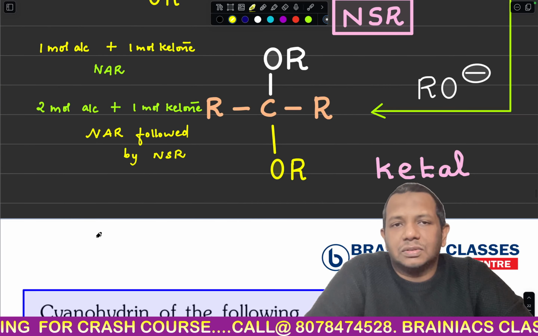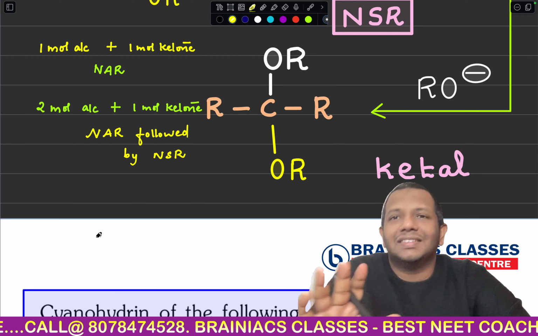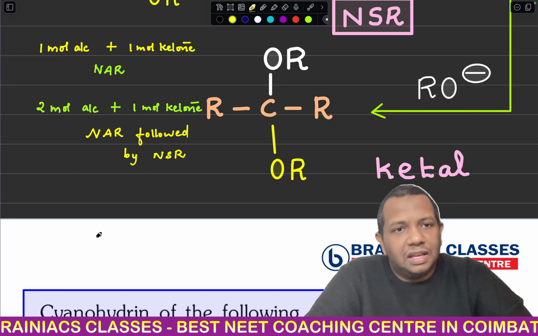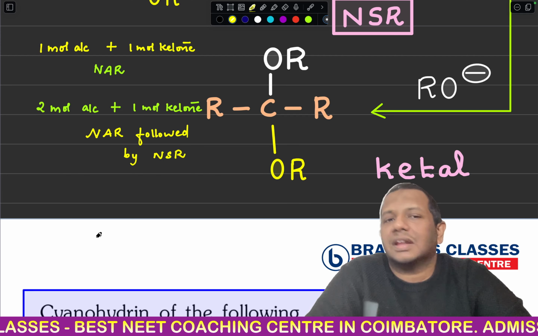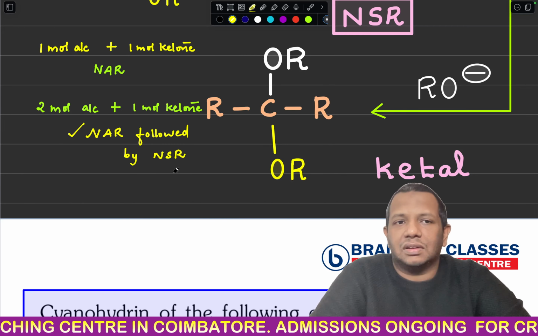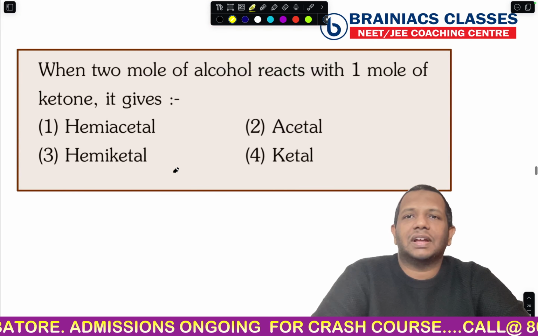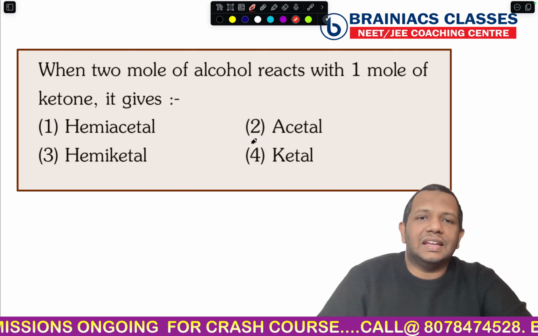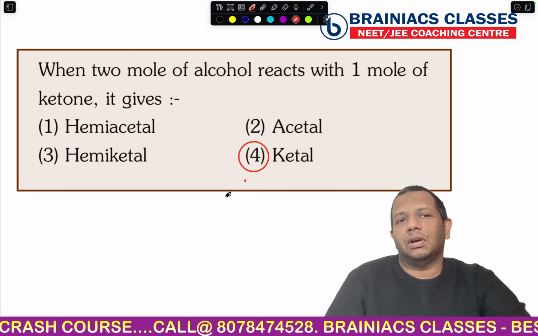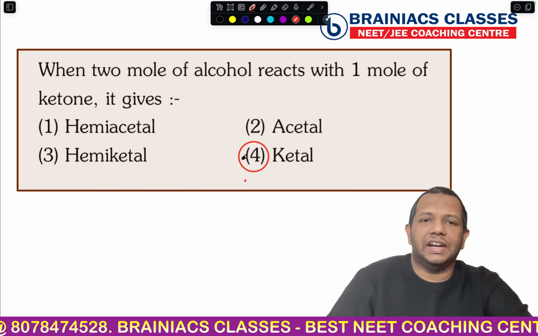So please, they may ask this question: when excess of alcohol is taken and you make it react with aldehyde or ketone, what is the mechanism? NSR followed by NAR, NAR followed by NSR, successive NAR, successive NSR, like that they can ask. So please remember, it is NAR followed by NSR. So tell me, what is the answer here? That is the most interesting part, right? So the answer here is, I will get a ketal. If I have taken an aldehyde, it would be an acetal. If it is 1 mole, I may get a hemiketal or hemiacetal. I hope you understood the idea.